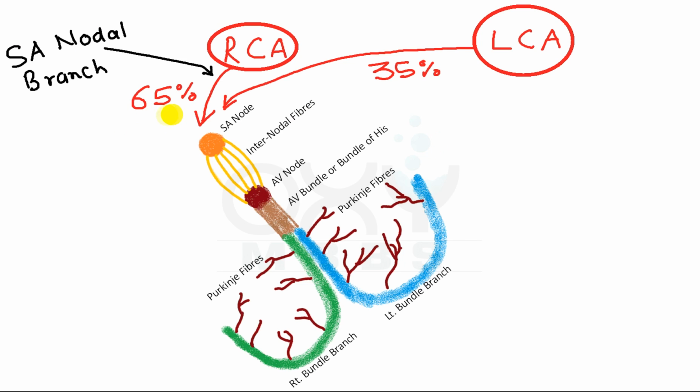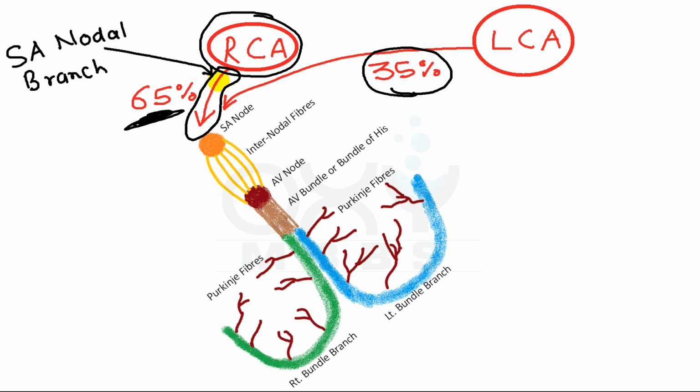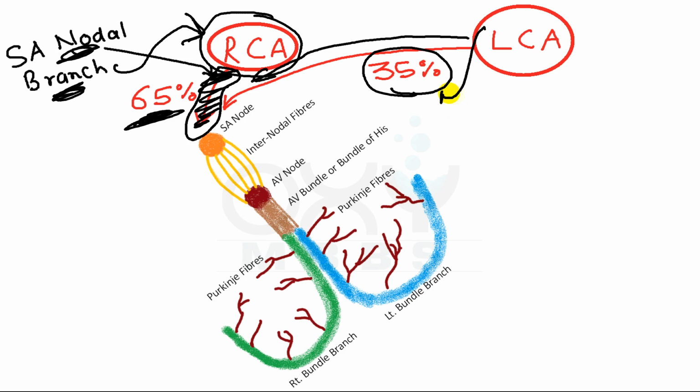Now friends, in approximately 65% of people, the SA nodal branch comes from the right coronary artery, while in 35% of people, the SA nodal branch does not come from the right coronary artery, rather it comes from the left coronary artery. So in the majority of cases, the SA nodal branch is from the right coronary artery, while in the minority of cases, the SA nodal branch is coming from the left coronary artery.